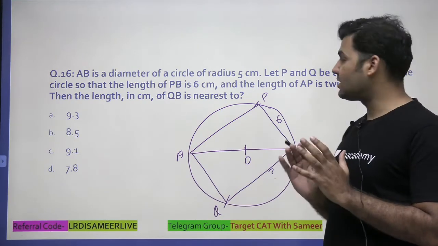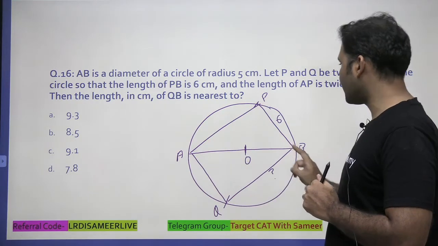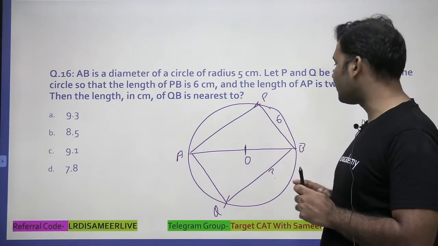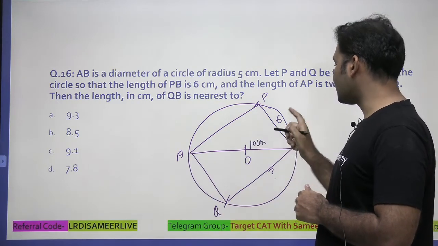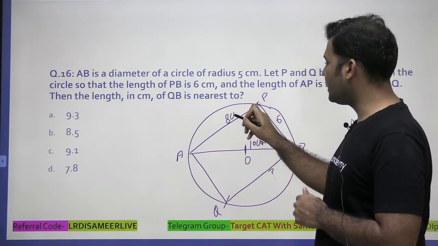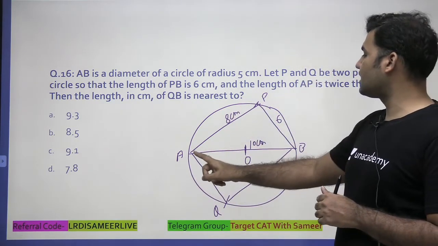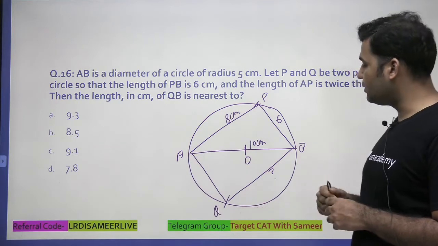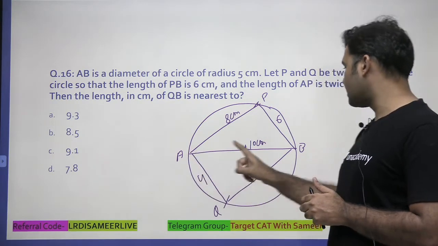Now, in a circle, you should know that a diameter makes an angle of 90 degrees at any point on the circumference of the circle. This diameter AB is equal to 10 centimeter. This is 6, this is 10. So, can I say this will be 8 centimeter? Now, if this is 8 centimeter and because it is given that AP is twice AQ, can I say AQ will be 4 centimeter? If this is 4, this whole length is 10.